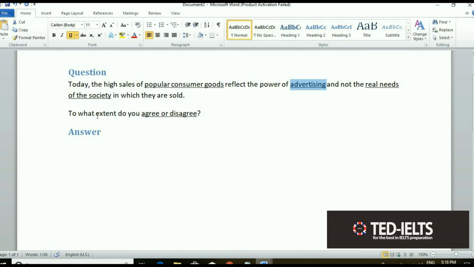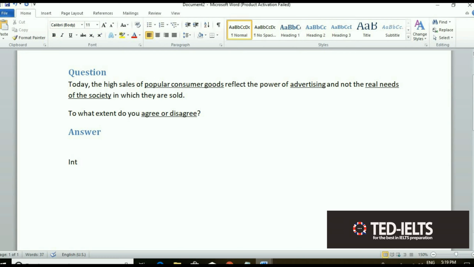So I need to write an answer to this. I've already analyzed the question. Because I'm talking to you, it takes a little longer, but in the IELTS exam, you can take a couple of minutes just to do that. Maybe 2 minutes to analyze the question. Then you need to plan your answer. So I'm going to write my answer down here, but first of all, let's take a look at what we need to write.